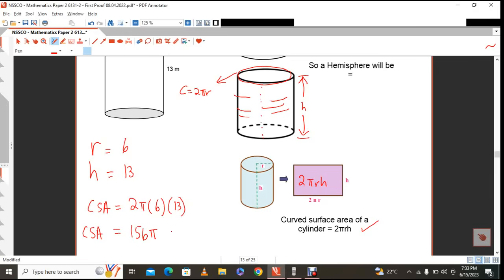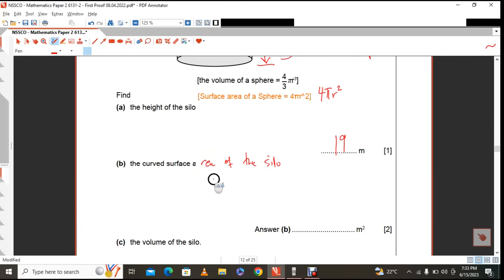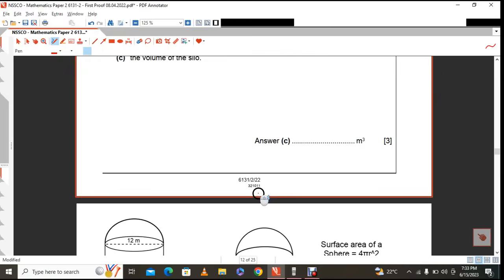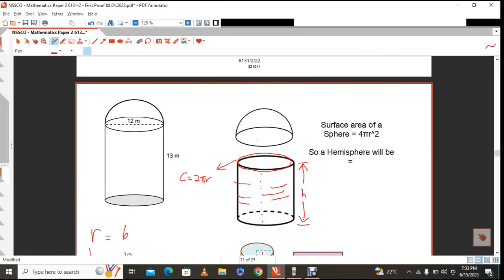What else do we now know? It's not the only thing that is curved, because it says the curved surface area of the silo, not the cylinder. So we need to find the curved surface area. As you can see, I've removed the curved surface area of the hemisphere. That means we need to find that curved surface area over there as well. Not the one inside. You could say the one inside, say it's a rectangle, I mean, it's a circle. And it's part of the shape, so we're not going to find that. We just want the curved part.